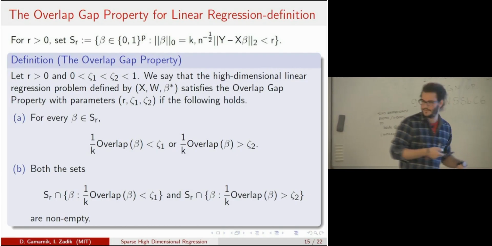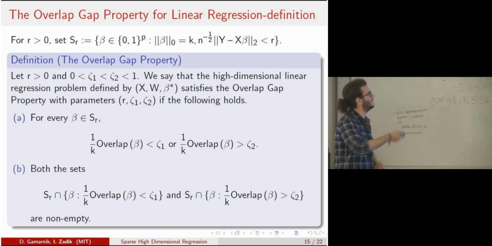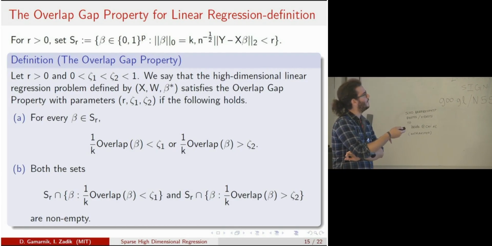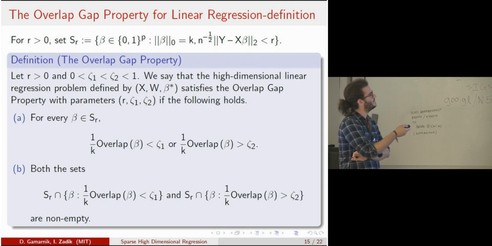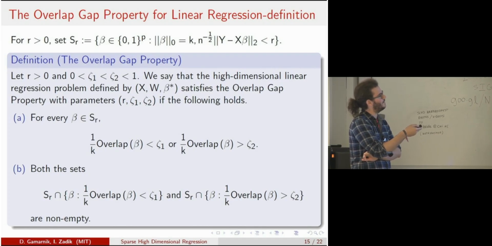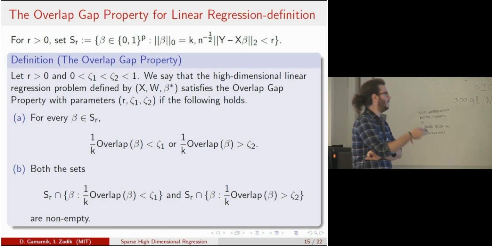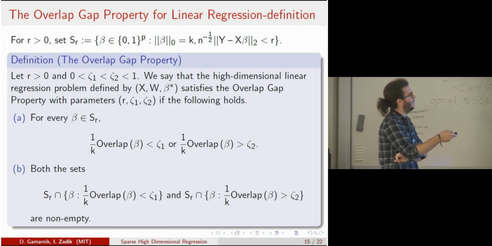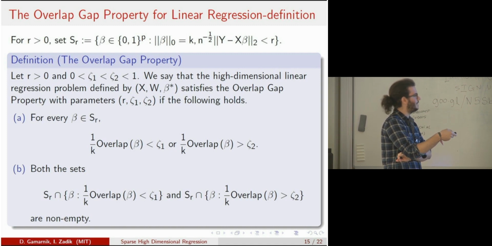So formally, if I have the time, it is the following: we say that the overlap gap property happens if there exists a radius R. For a radius R, define just as I said, all the binary k-sparse betas that fall inside this ball around y. Then Z1 and Z2 are 2 thresholds. We say that the overlap gap property happens for high dimensional linear regression if there exist 3 parameters R, Z1, Z2, so that if beta belongs in this group, the overlap is either small or large.